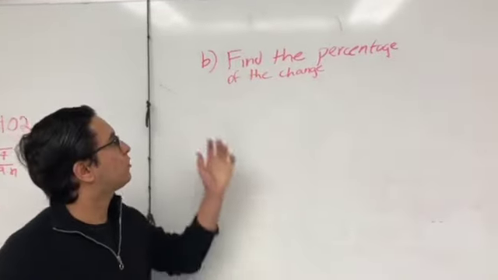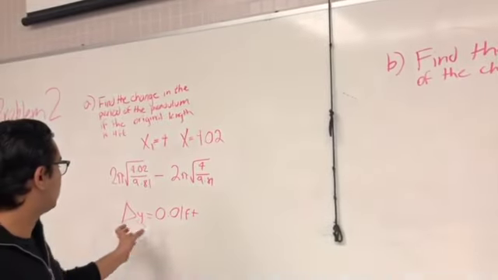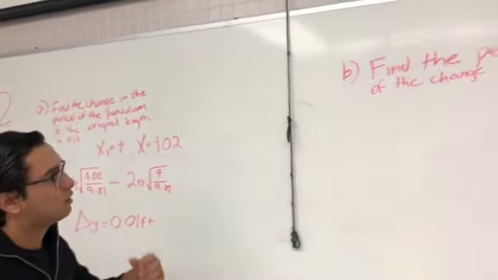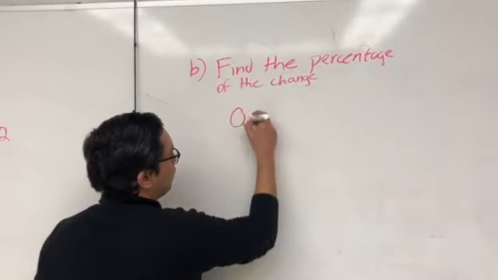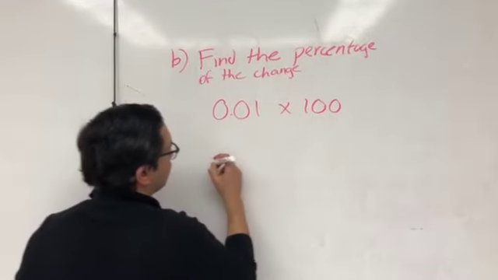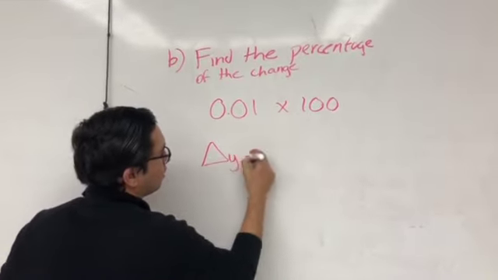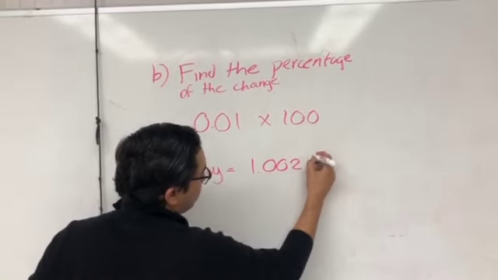Okay, so now let's go ahead to problem B, which is find the percentage of the change. As we knew in the problem that I just mentioned, delta y was 0.01. To find the percentage of change, we need to do 0.01 times 100, that will be equal to 1.002%.